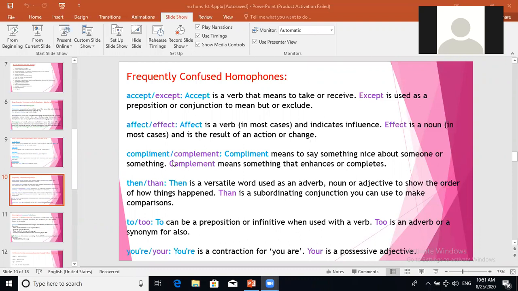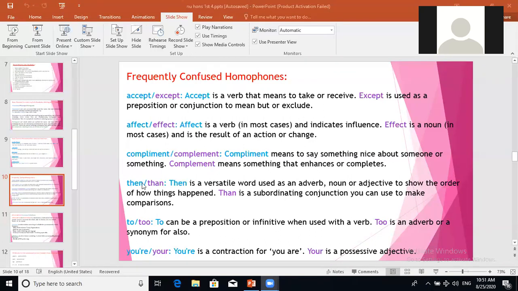Compliment. This compliment means to praise someone. Look at the meaning. Compliment means to say something nice about someone or something, but this complement means a part of a sentence that completes the meaning of an intransitive, I mean a be verb, or something that enhances or completes something. So different meaning.